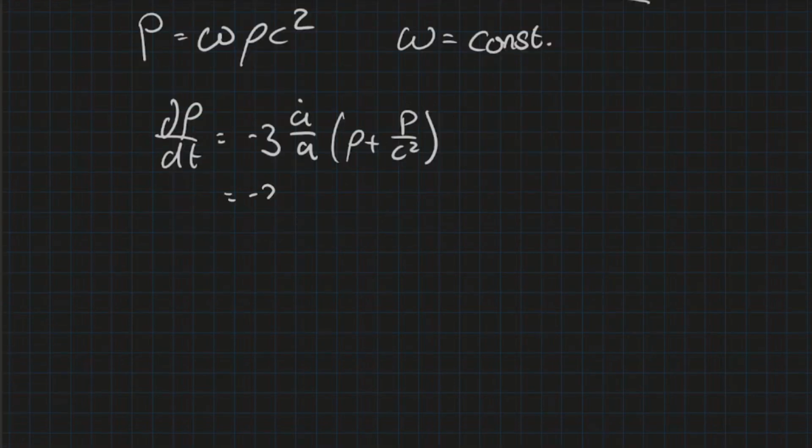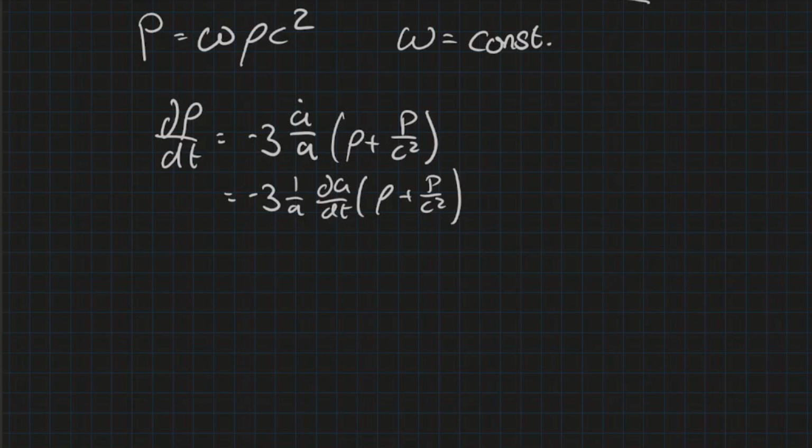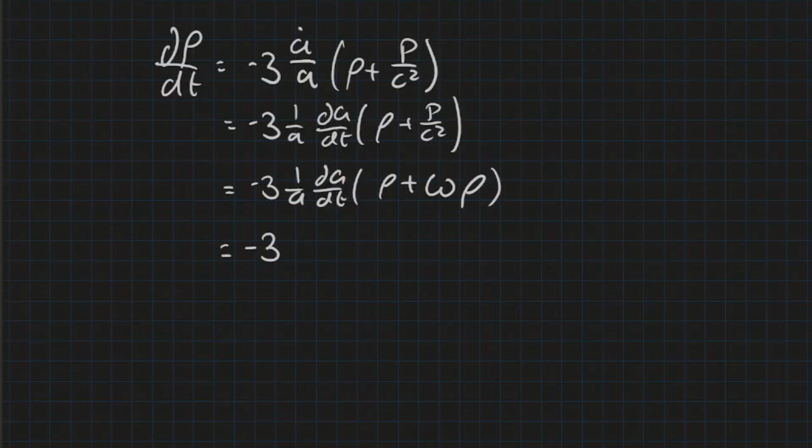We can also write this out slightly more explicitly as 1 over a dA by dt (rho plus p over c squared), as this will make it slightly easier in the future when we solve this equation by separation of variables. We can also now substitute in our equation of state for p, which gets us minus 3 (1 over a dA by dt)(rho plus w rho). We can then factorize out the rho's to get minus 3 (1 plus w) rho (1 over a dA by dt), which now leaves us in a position where we can comfortably solve this by separation of variables.